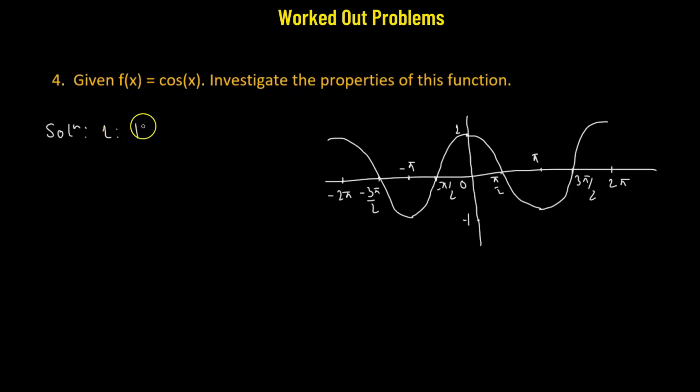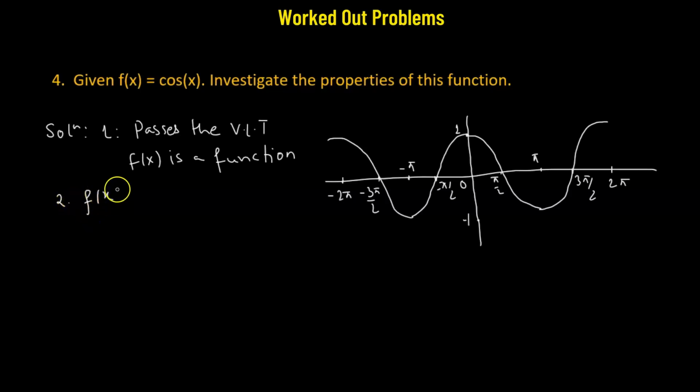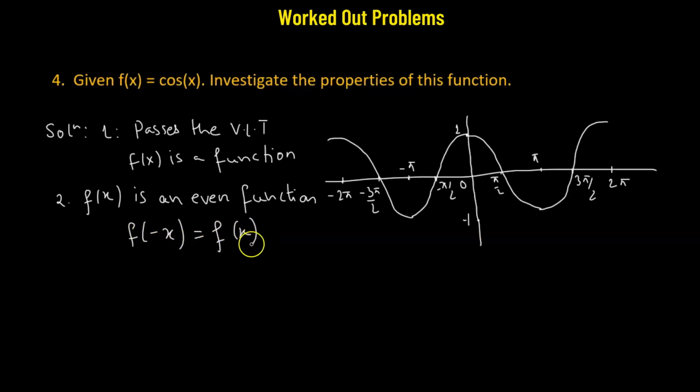Number 1, this one passes the vertical line test, and therefore we can say f of x is a function. Number 2, f of x is an even function. A cosine function is an even function because it follows that f of negative x is equal to positive f of x. Then number 3, we'll talk about the domain.